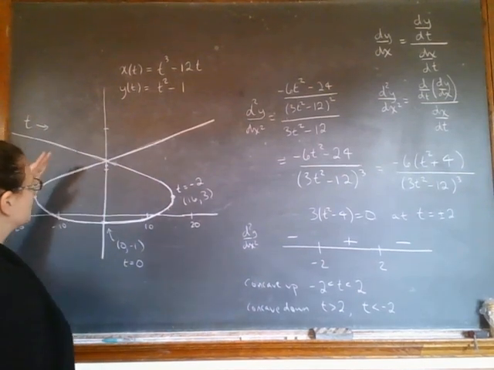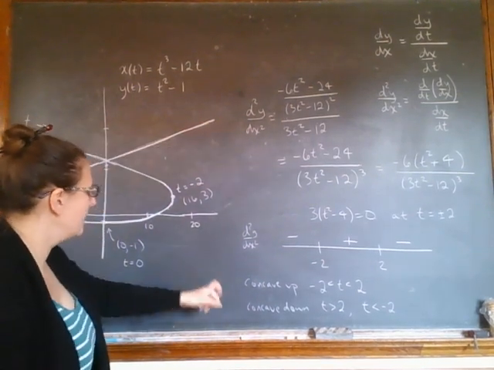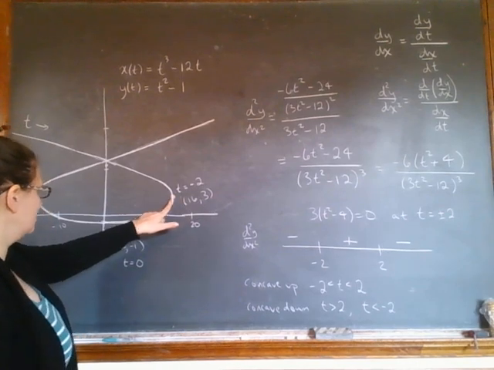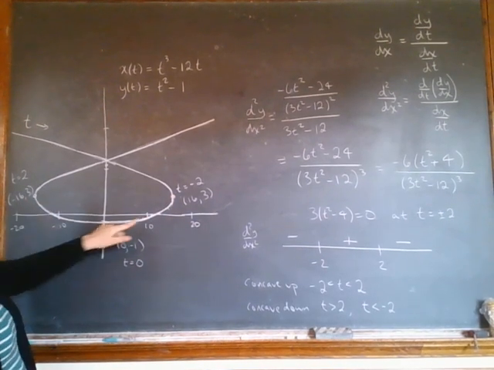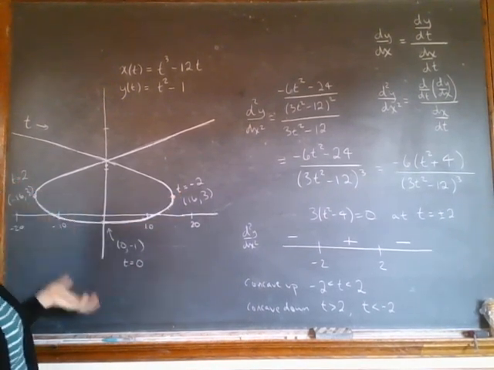So both of those are concave down. Whereas concave up on this part right through here is where you're going to get a facing up.